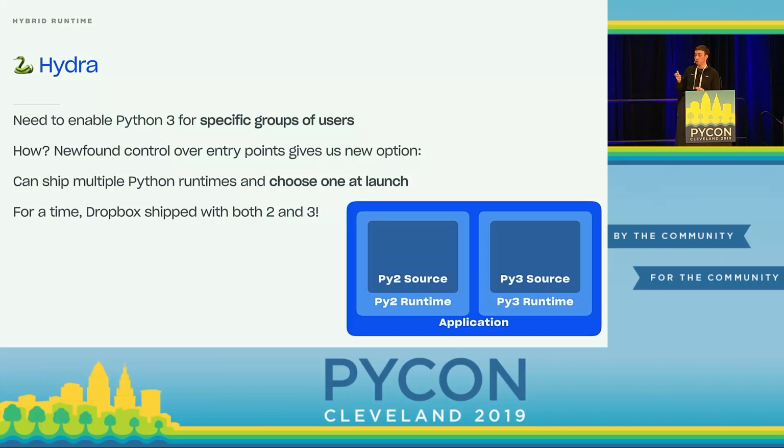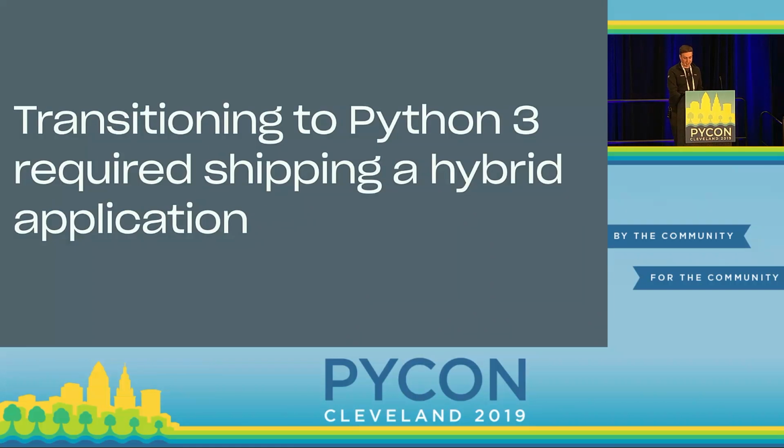We actually shipped two. We had a Python 2 runtime with Python 2 bytecode, and a Python 3 runtime with Python 3 bytecode. Then we would choose at runtime which one to use. We called this project Hydra, because multiple snakeheads. The point here is that to get the granularity we needed and to target very specific user populations, we needed to ship a hybrid application. It wasn't good enough to just have hybrid source.